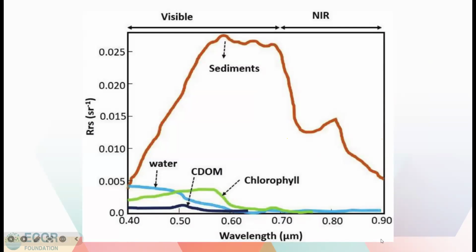So this is the spectral signature. We used to call it a spectral library, where the spectral RRS, remote sensing reflectance, has to be within this particular range of wavelength only to determine whether it is sediment, water, CDOM, or chlorophyll, etc.